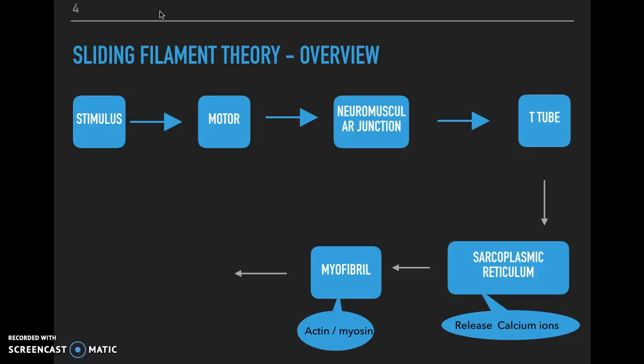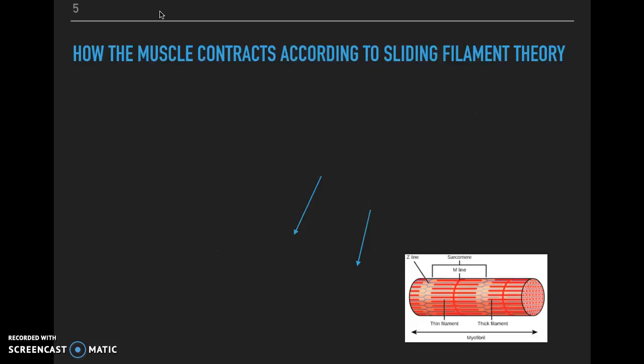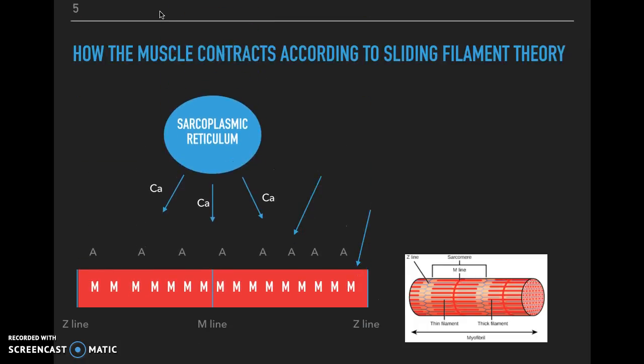And these myofibrils contain the actin and myosin, and you need actin and myosin. That's basically the way muscles contract, by them pushing in, and there'll be diagrams of what they look like. And this basically leads to the muscle contracting. So how the muscle contracts according to the sliding filament theory: the sarcoplasmic reticulum is where the calcium ions are being released.